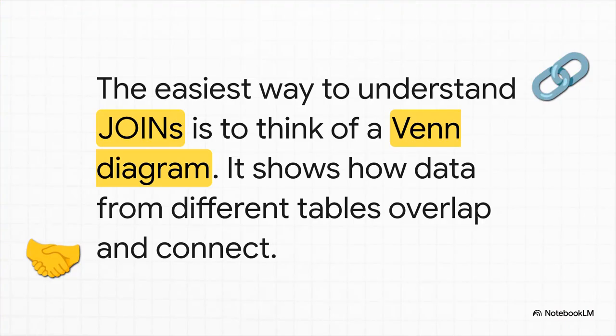The absolute best way to visualize what a join is doing is to just picture a Venn diagram. You know, with the 2 overlapping circles? Imagine one circle is all of your customers, and the other circle is all of your orders. Joins let you see the parts where those 2 circles overlap, and even the parts that don't.